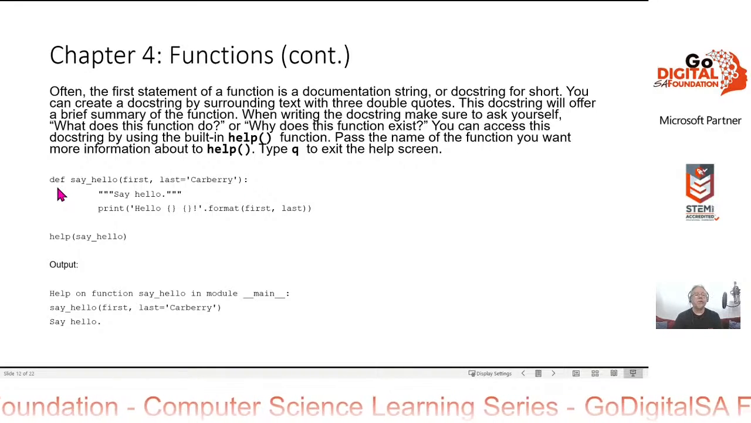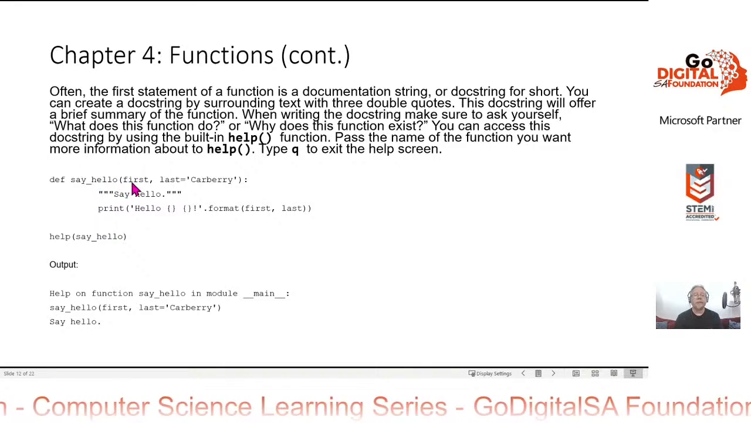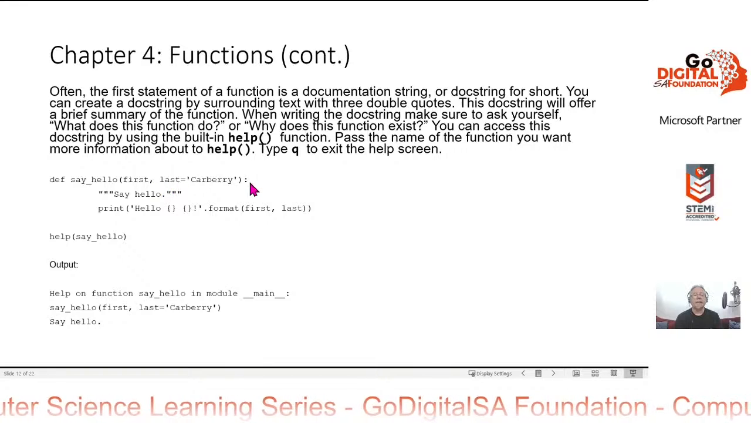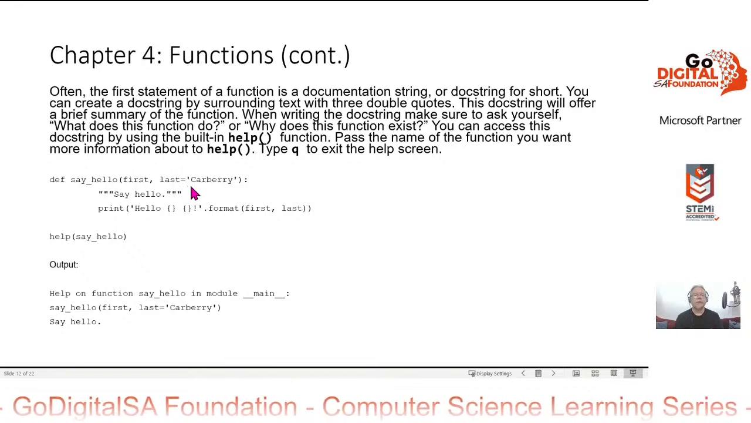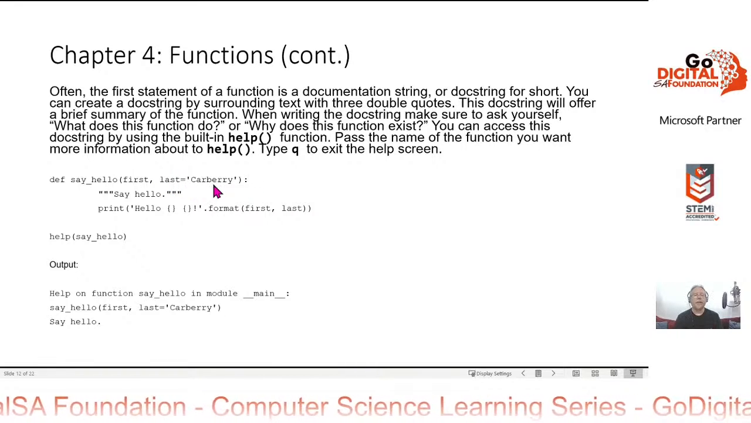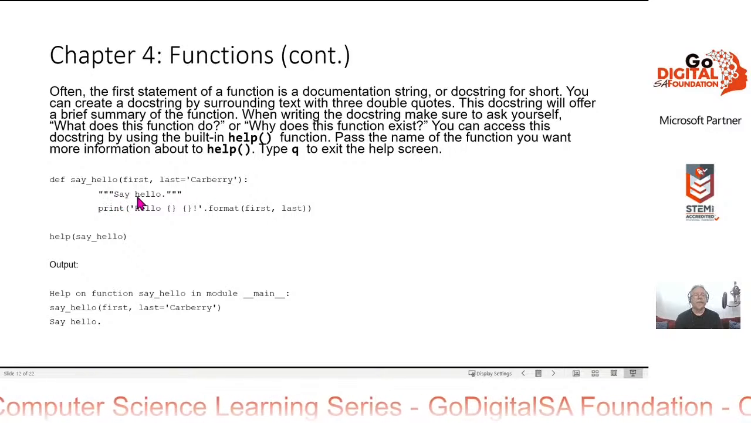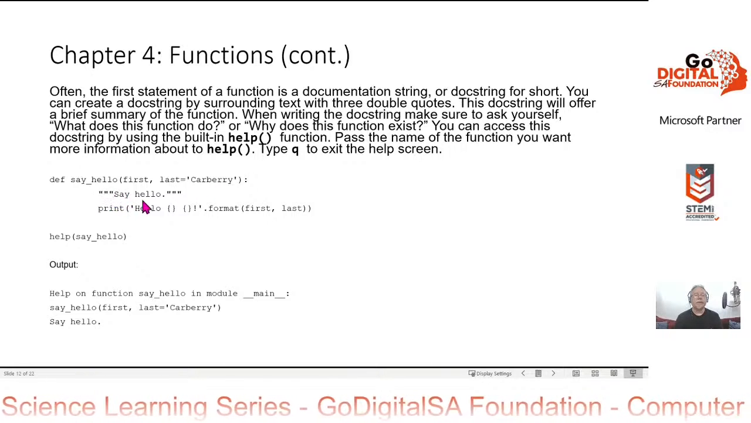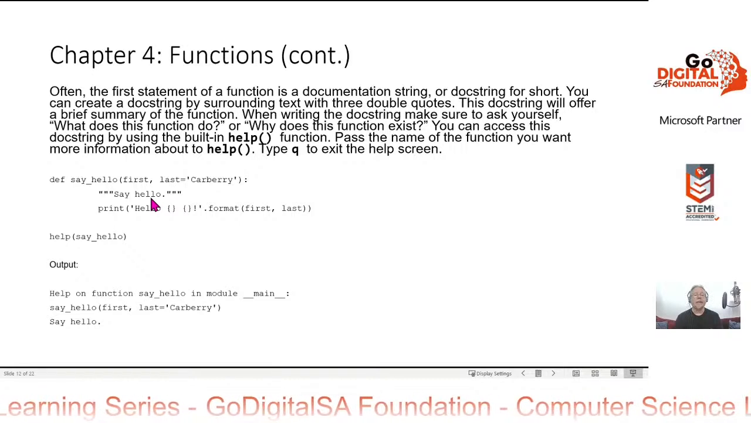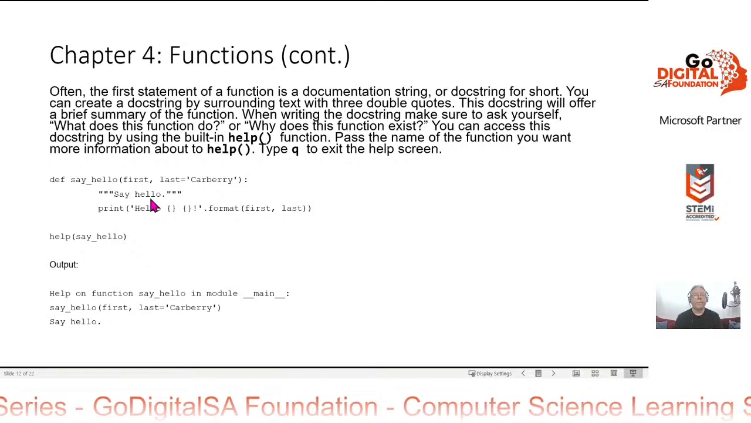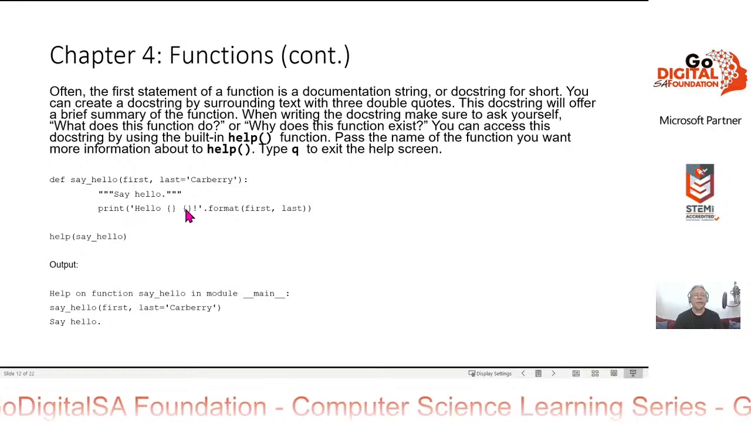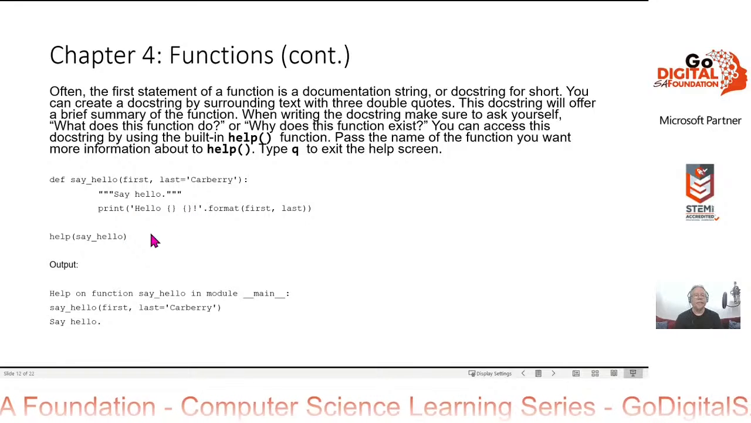So here we've got a function. We define say hello, first, comma, last, and last is an optional parameter with a default value of Carberry. And then we've got a docstring. So we're saying that this function is going to say hello. This is explaining what the function does. Okay, now the function is going to print hello, first name and last name.